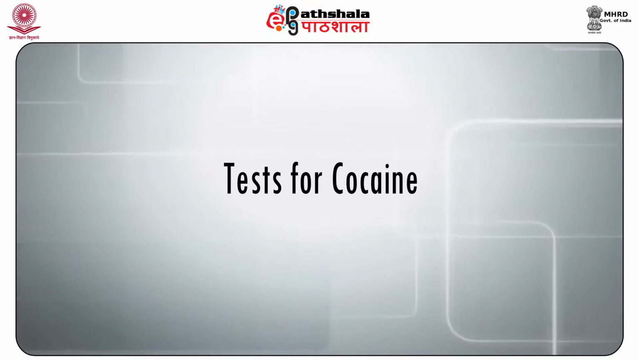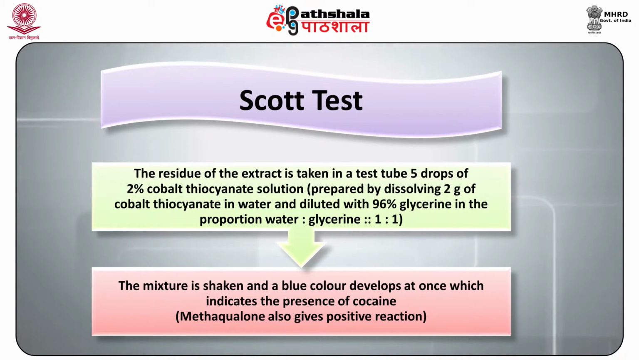Next is the test for cocaine. Starting with first is the Scott test. The residue of the extract is taken in a test tube and 5 drops of 2% cobalt thiocyanate solution, that is prepared by dissolving 2 grams of cobalt thiocyanate in water and diluted with 96% glycerine in the proportion of water to glycerine, that is 1:1. The mixture is then shaken and a blue color develops at once, which indicates the presence of cocaine.